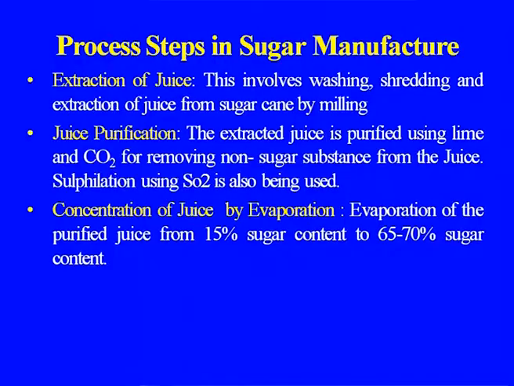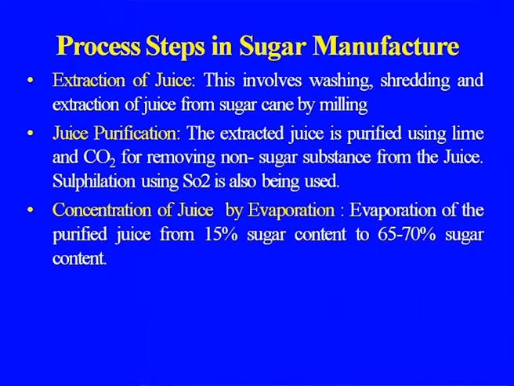The next step after the extraction of the juice is purification. Here also there has been a lot of development. Earlier it was carbonation, now we are also using sulfurization, using SO2. The extracted juice is purified using lime and CO2 for removing the non-sugar substances from the juice. Sulfurization using SO2 is also being used.